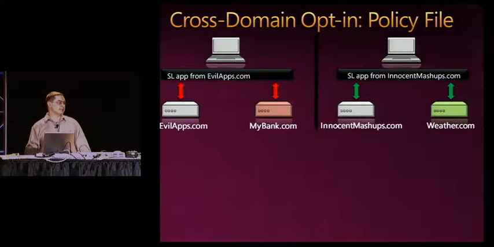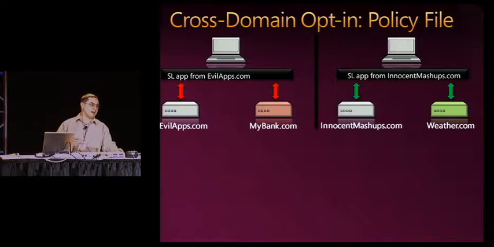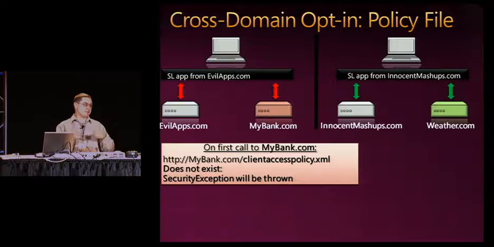The way this works is if we contrast two scenarios. The first scenario is the evil apps and my bank, where the call is supposed to be blocked. The second scenario is an innocent one where I'm just trying to mash up with a third-party data source, like Live Search in my demo, or here weather.com, where the service actually wants to opt in. On my very first call to anything on mybank.com, Silverlight will check for the presence of a file called mybank.com/client-access-policy.xml. It will find that that file does not exist, so it will block the call and throw a security exception.